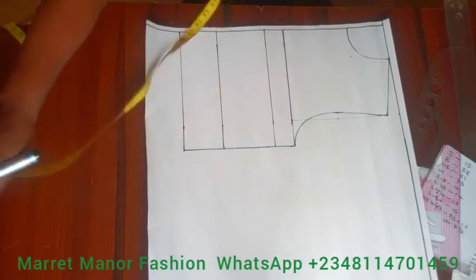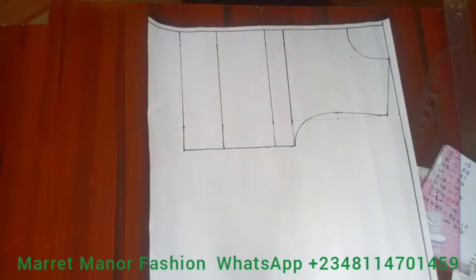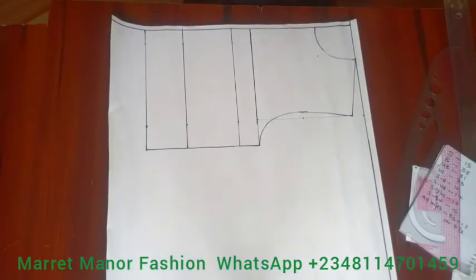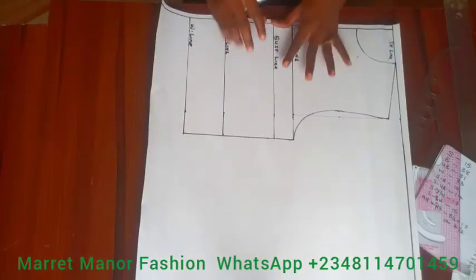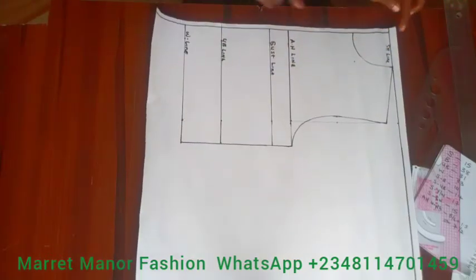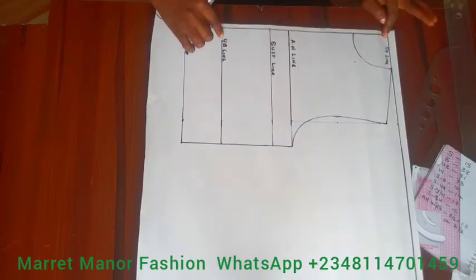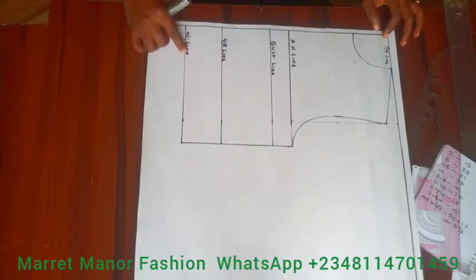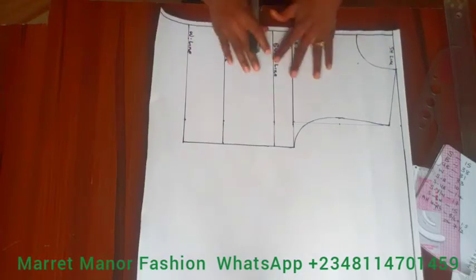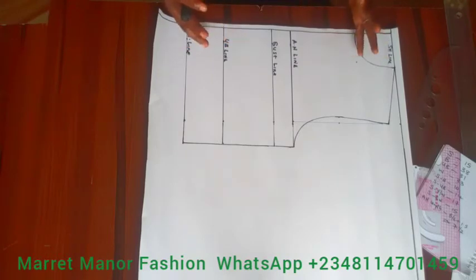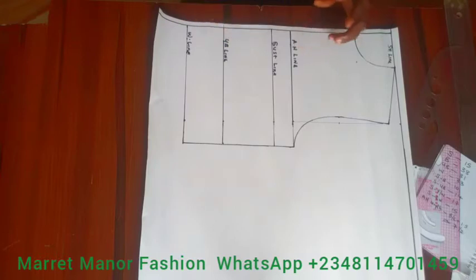Remember our lines. I didn't label these lines, so I'm just going to quickly do that so I won't keep repeating their names. Welcome back. I'm done labeling. This is the shoulder line, armhole line, bust line, under bust line, and waistline. At this point I'm going to put in the curvature required to give us the fitting for the dress.